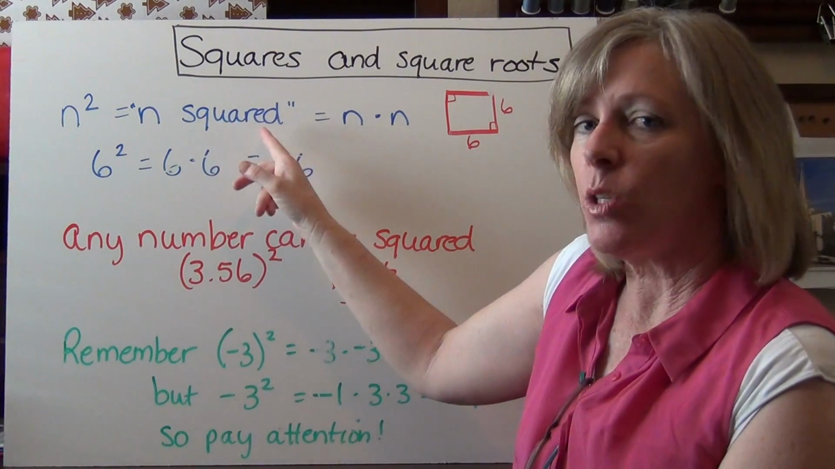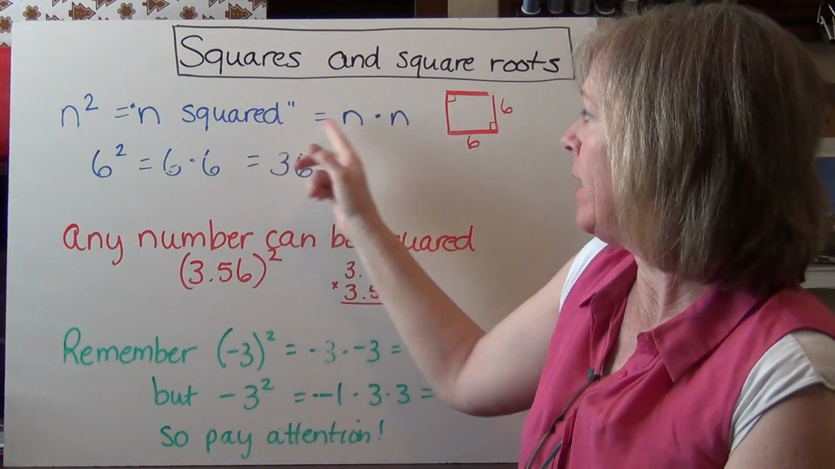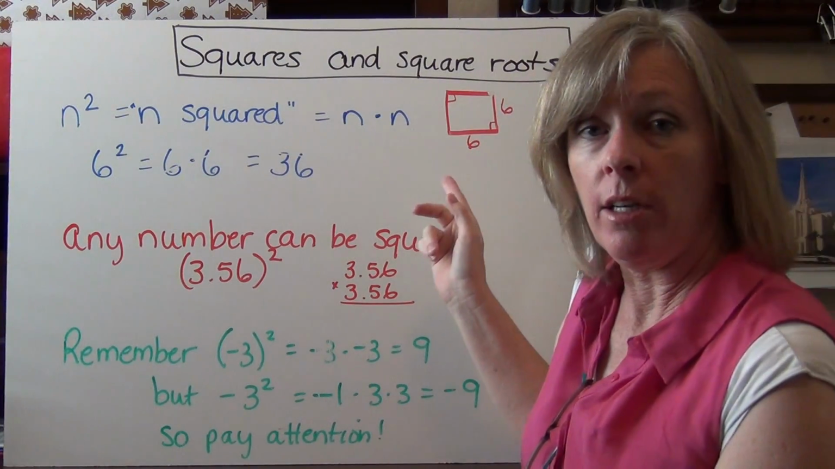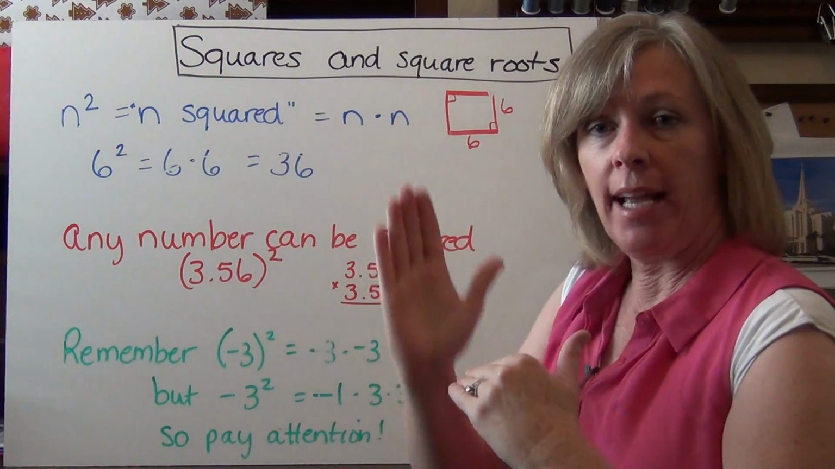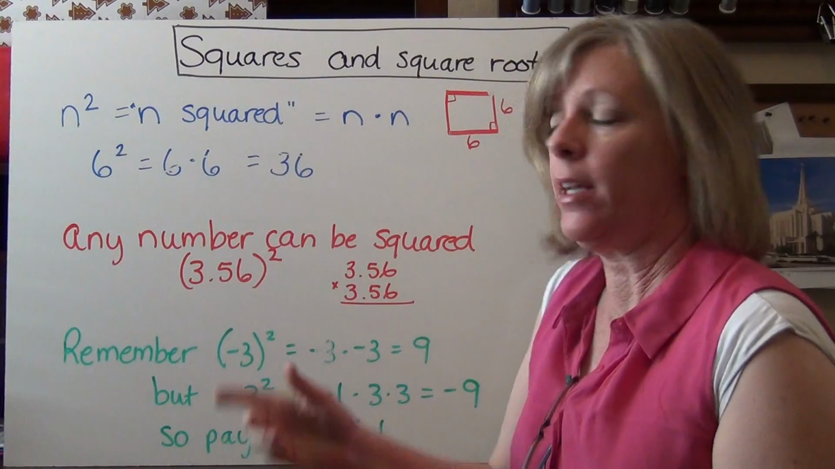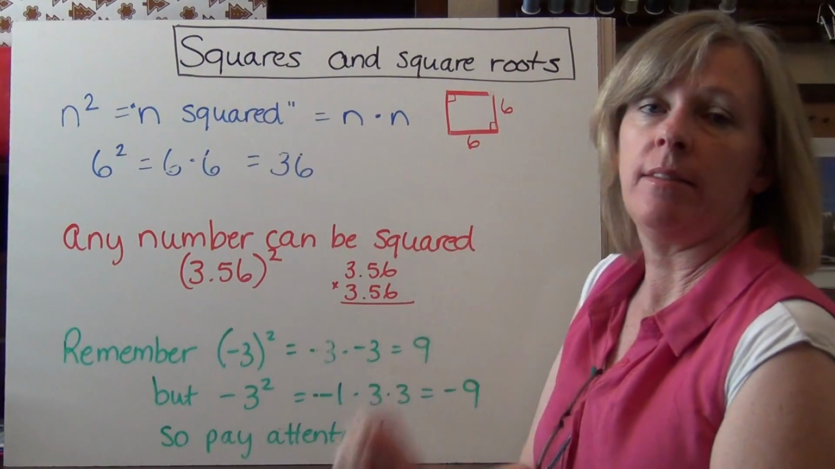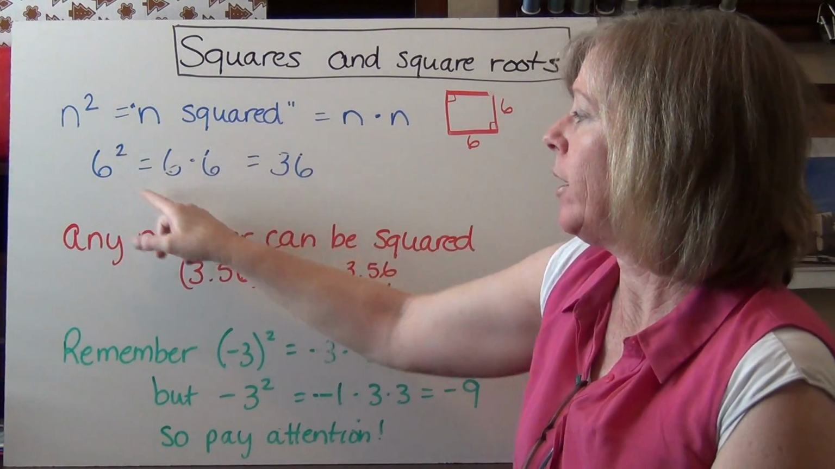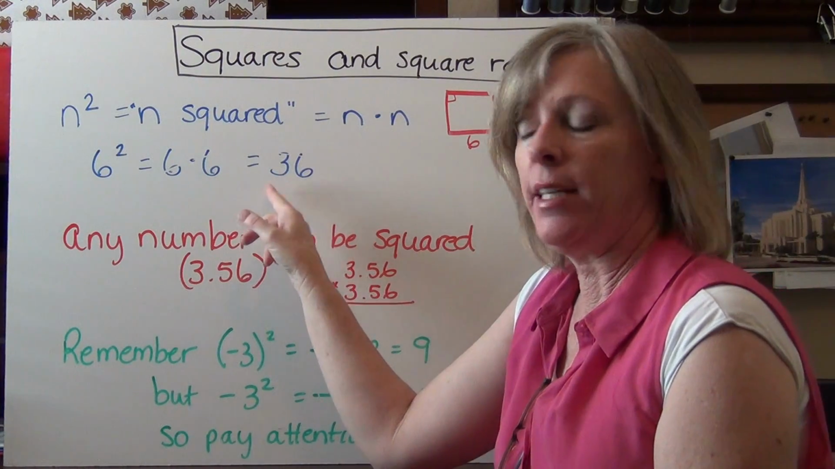The concept of n squared comes from the idea that if you had a square and its sides were a certain length long, how would you find the area? Side times side, okay? So 6 squared is 6 times 6, or 36.